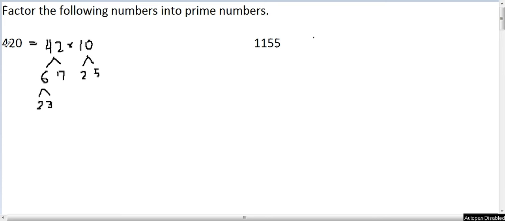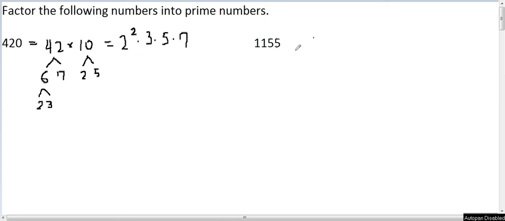And now 420 we know has factors of 2, 3, 7, 2, and 5. We usually write the factors in increasing order, so let's start with 2. So we have 2, but there are 2 copies of 2, so we usually write that as 2 squared. Then next we have 3, then 5, and then finally 7.